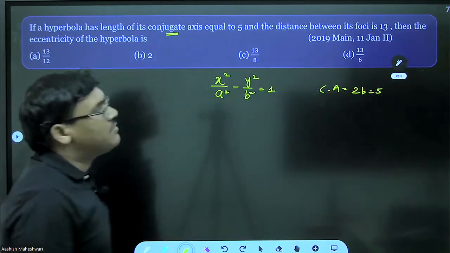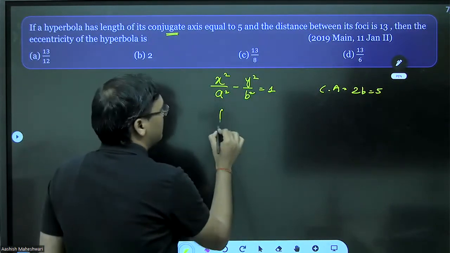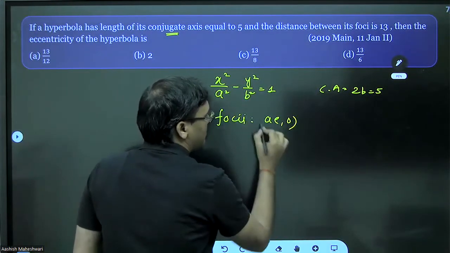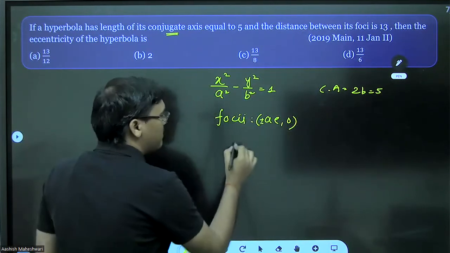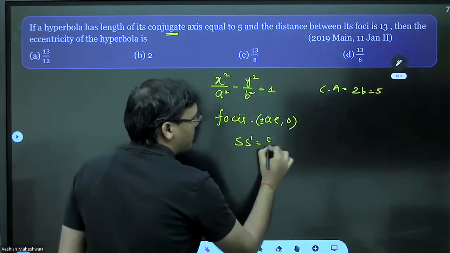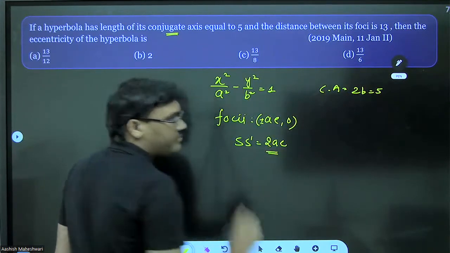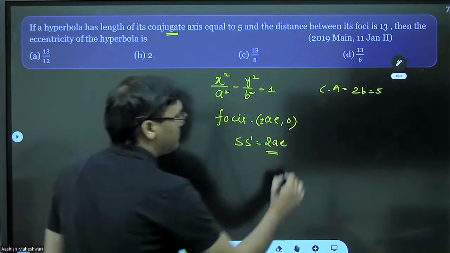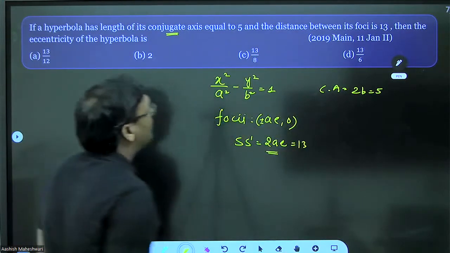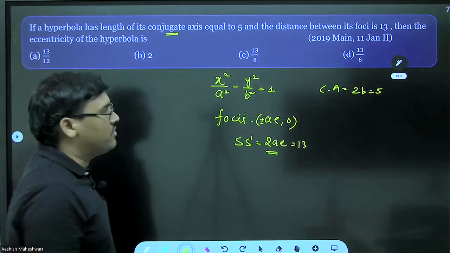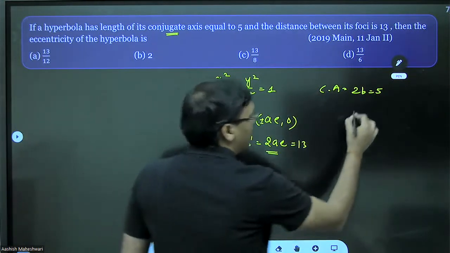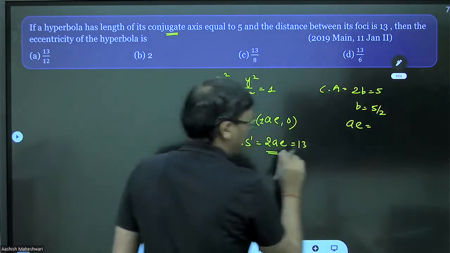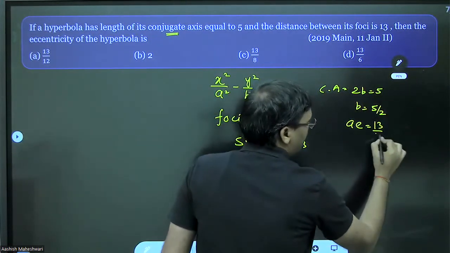And the distance between the foci. Now what are the foci of this? We know the foci are plus minus AE comma 0. So what is the distance between the foci? Let's say SS dash. This is equal to 2AE, and this is given as 13. Now the question is, what is the eccentricity of the hyperbola? So now you see, what is the value of b? b is equal to 5 by 2. What is the value of AE? AE is 13 by 2.